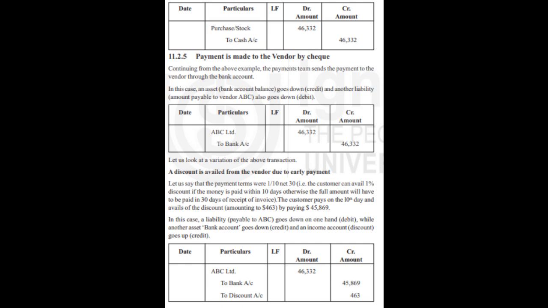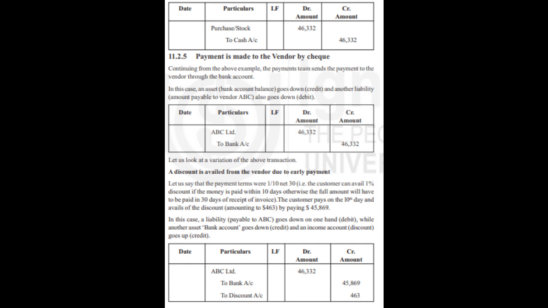11 February 2005, payment is made to the vendor by check. Continuing from the above example, the payments team sends the payment to the vendor through the bank account. In this case, an asset, bank account balance, goes down, credit, and another liability, amount payable to vendor ABC, also goes down, debit.